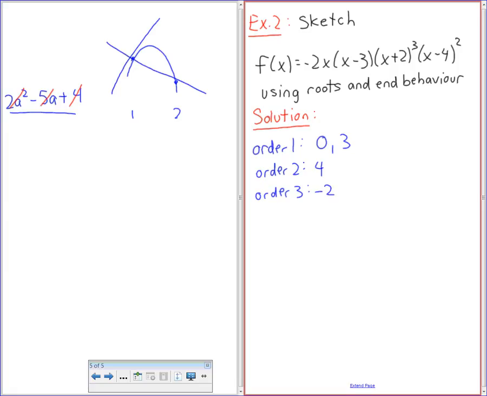Good. Okay. Owen, will this be an even or odd function? How do you know?